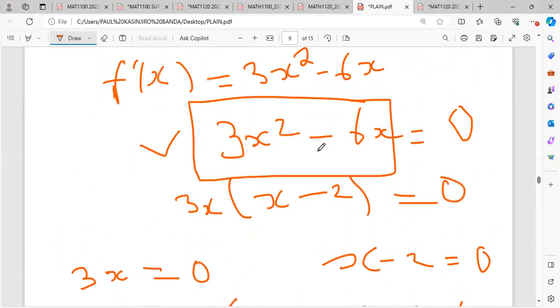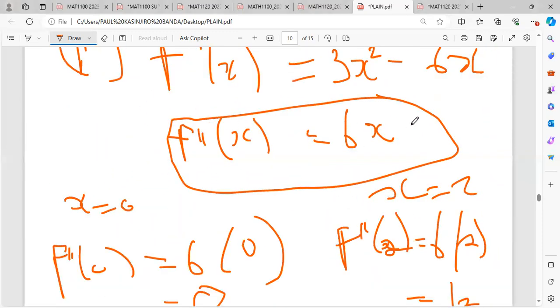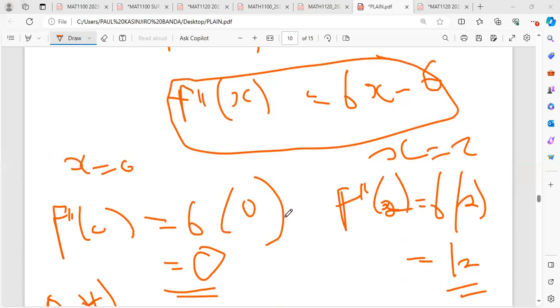So here this is the first derivative. Then the second derivative will be 6x minus 6. This should be the second derivative. So thank you for that. None of you reminded me, so I was wondering here. So the second derivative is 6x minus 6. Now we can replace here. You can see that here we are going to find 6 times 0, which is 0 there.